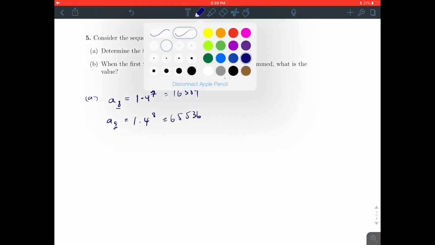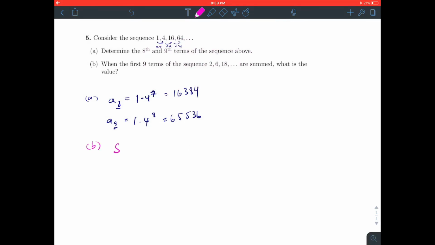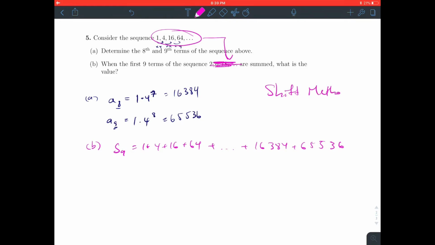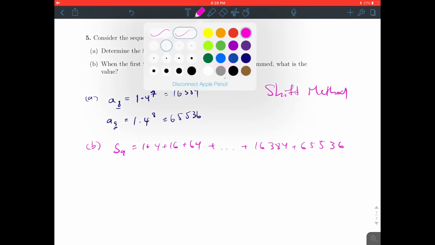And then for 4 to the 8th power, we've got 65,536. So now for part B, what we're going to do is we're going to find s sub 9. What we get when we sum the first 9 terms of the sequence. Not this one. Oh, another typo. We're actually summing this sequence. So 1 plus 4 plus 16 plus 64 plus all the way up to these last 2 terms that we just determined. So again, because this is a geometric sequence, we're going to use the shift method, where we try to shift the sequence ahead a term.